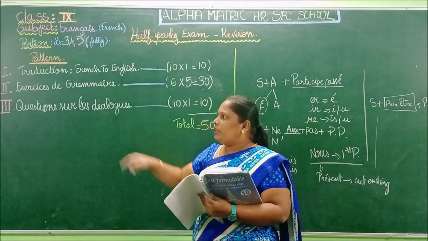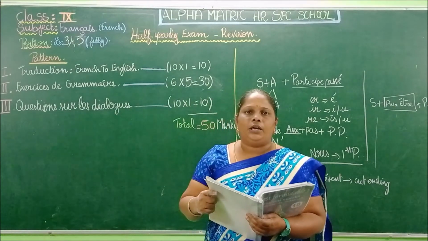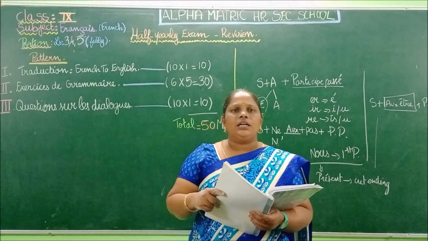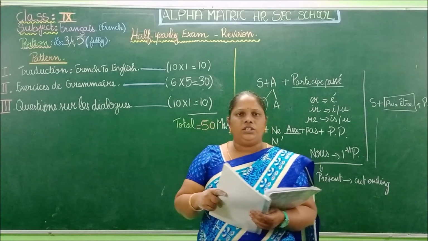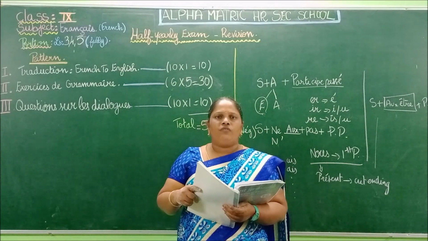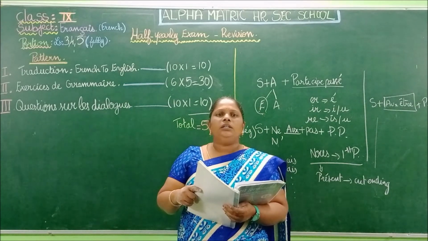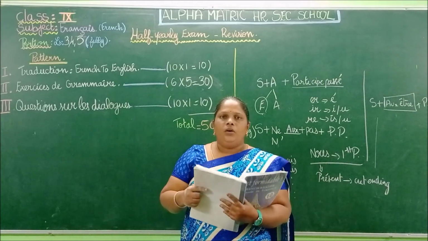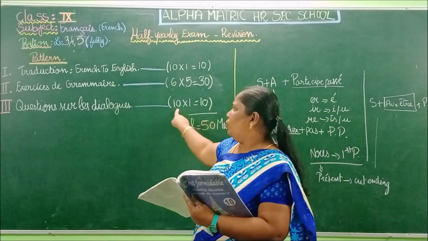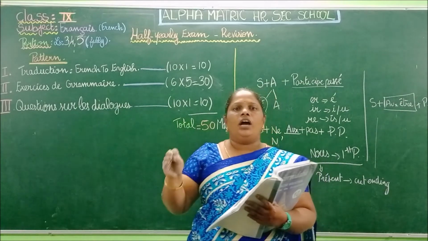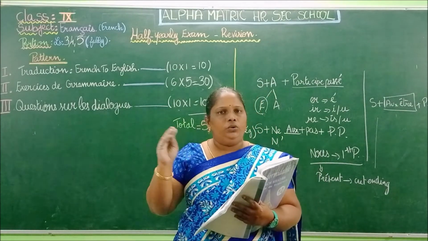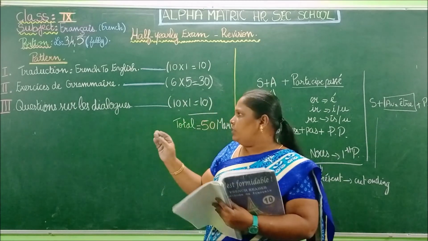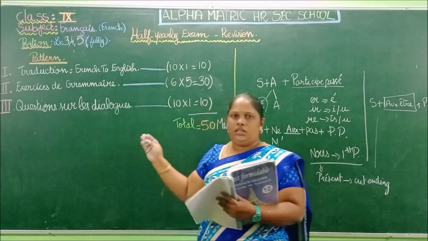So last part will be questions sur les réponses. So what is questions sur les réponses? We learned the translation and conversation of lesson number 3, 4, 5. So you are going to learn the conversation and answer the given questions. You will have any 10 questions. Each lesson has 5 questions, totally you will have 15. So I give you any 10. So revise all the questions from these lessons.